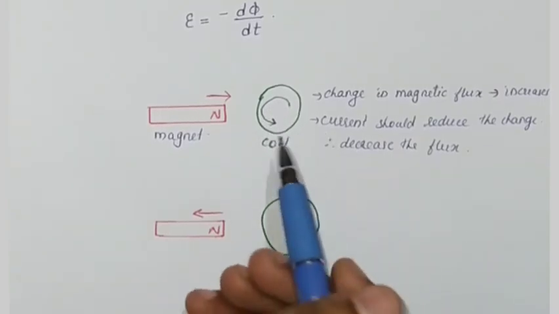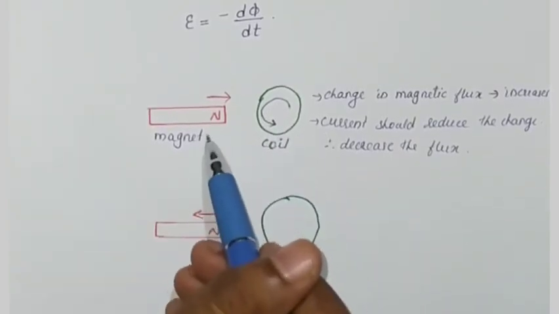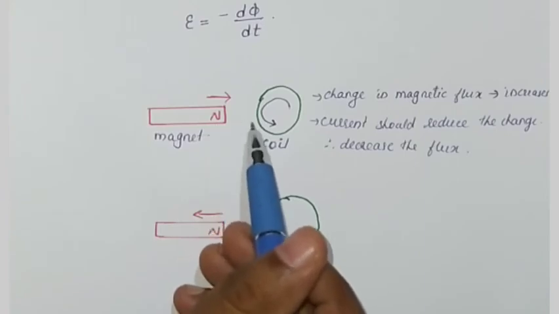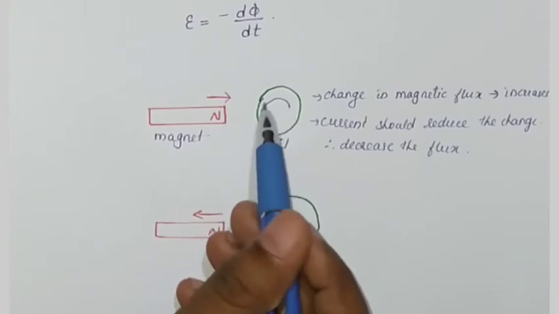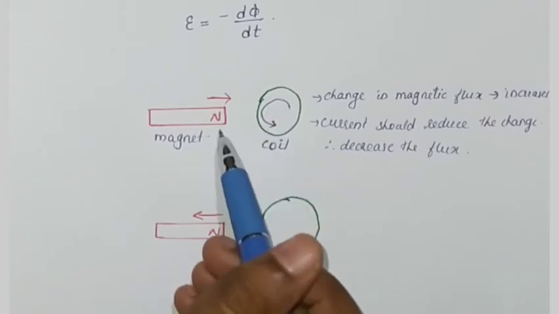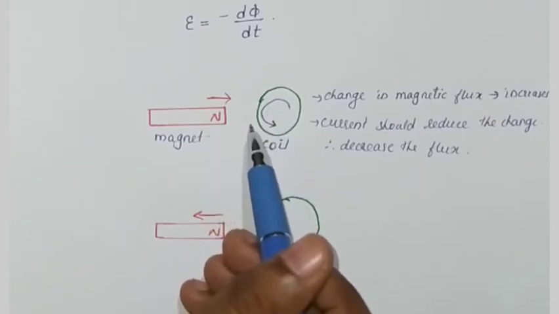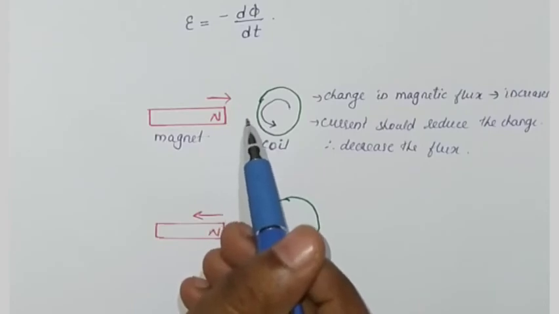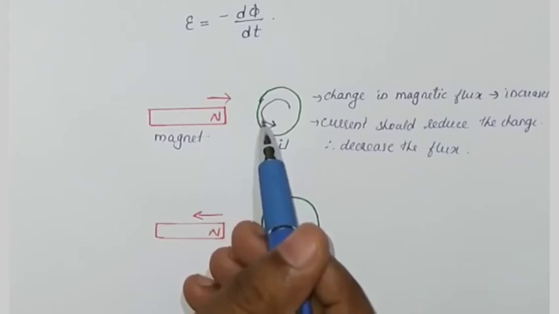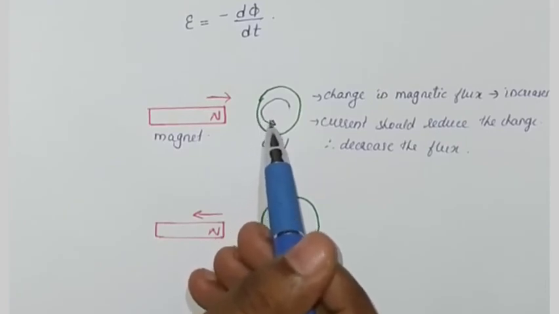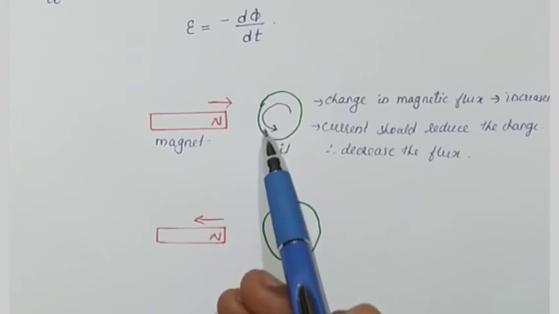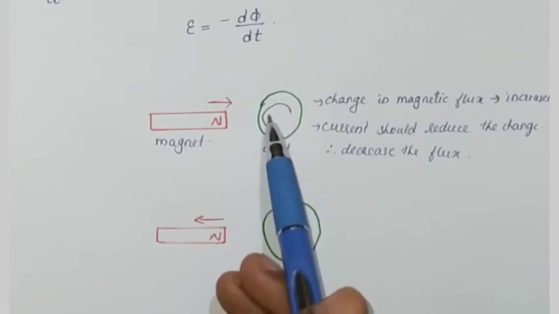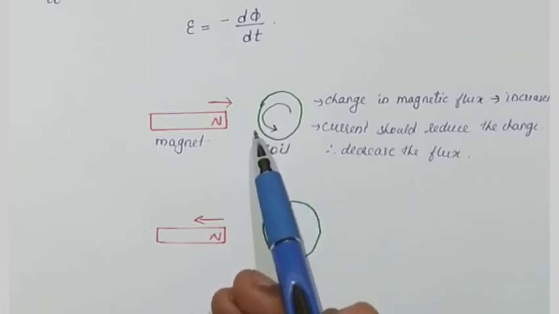So what we have analyzed here is when we are bringing a north pole of the magnet closer to our coil, the magnetic flux associated with the coil is increasing, because as the north pole of the magnet comes closer to the coil, the strength of the magnetic field increases, and that brings an increase in the magnetic flux associated with the coil, and therefore the current induced in the coil tends to reduce that change in flux.